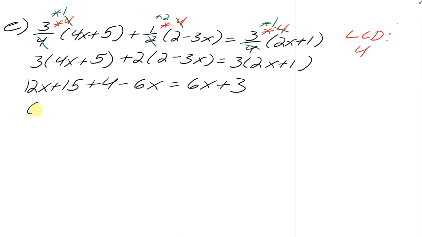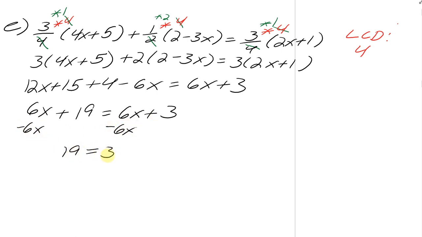Sorry, my bad. And now if I subtract the 6x from each side, I'm left with 19 equals 3, and so we should know what that means. That means no solution.